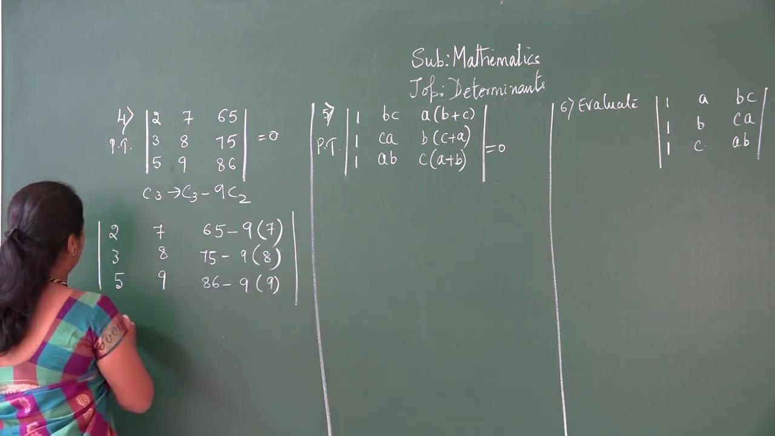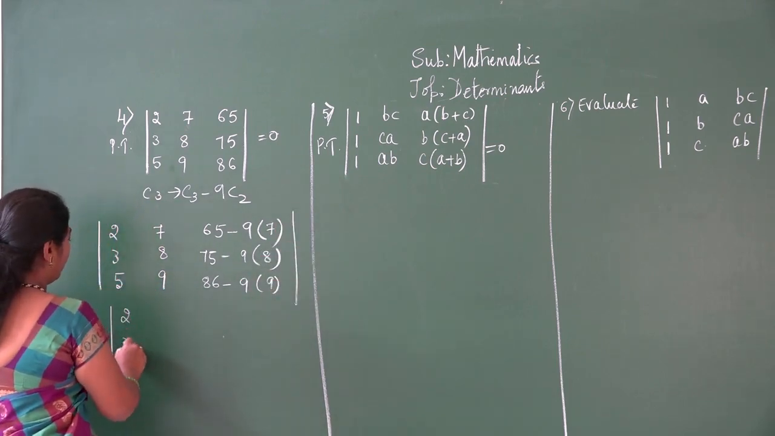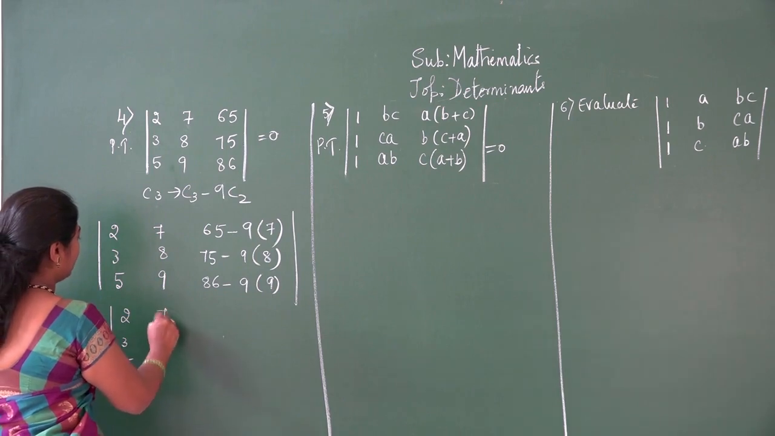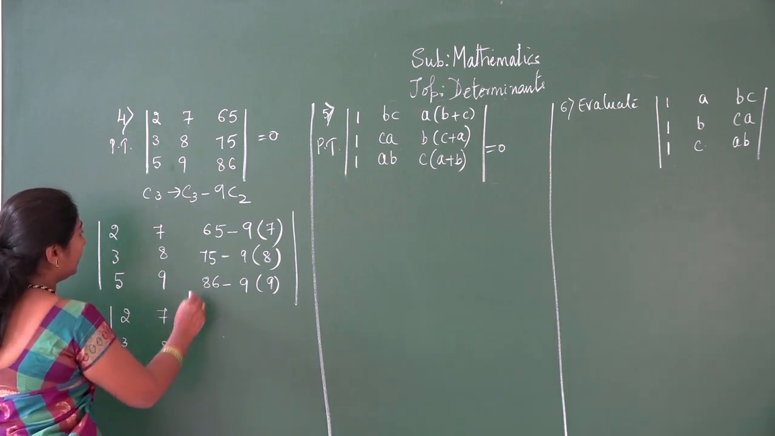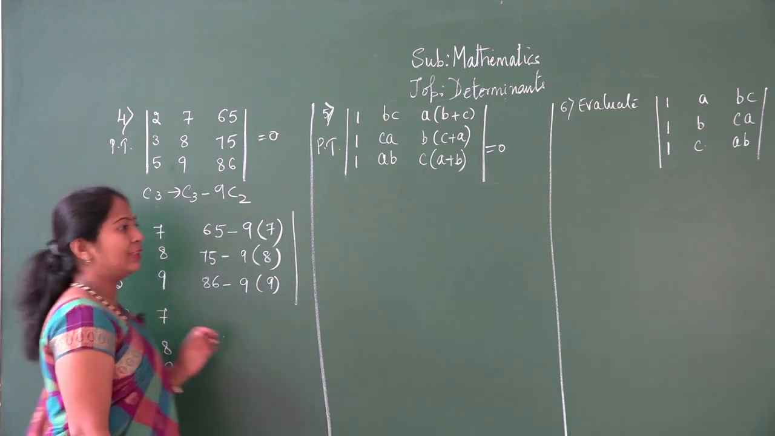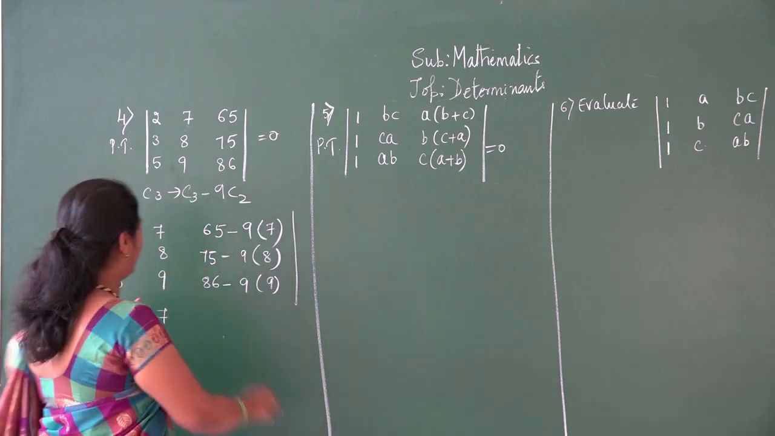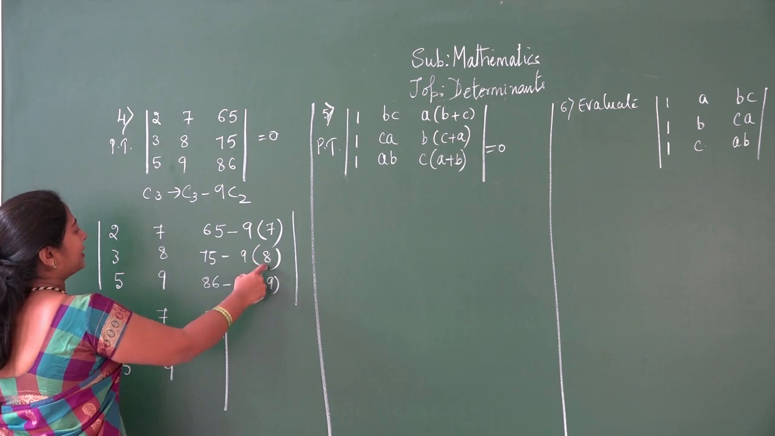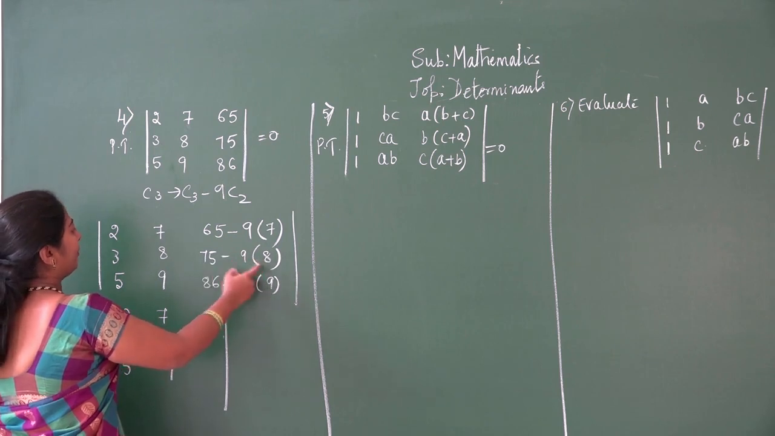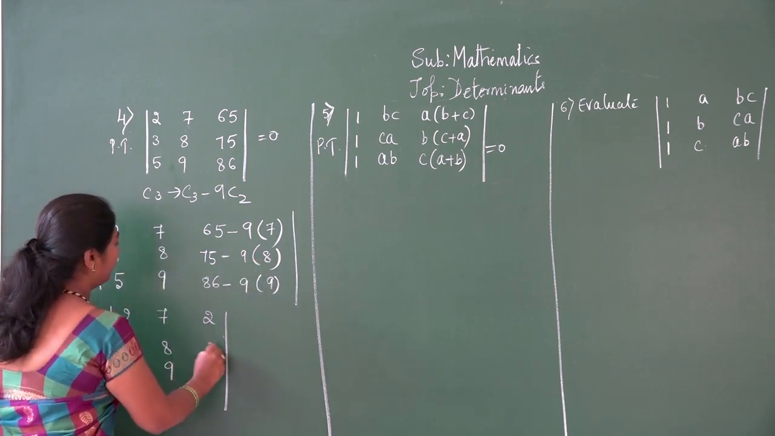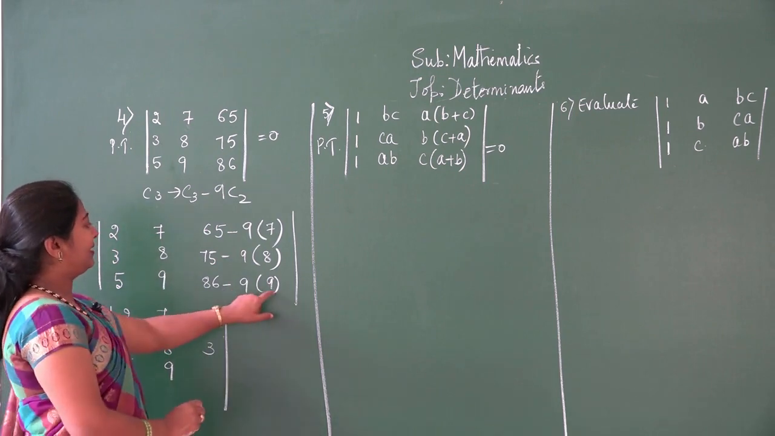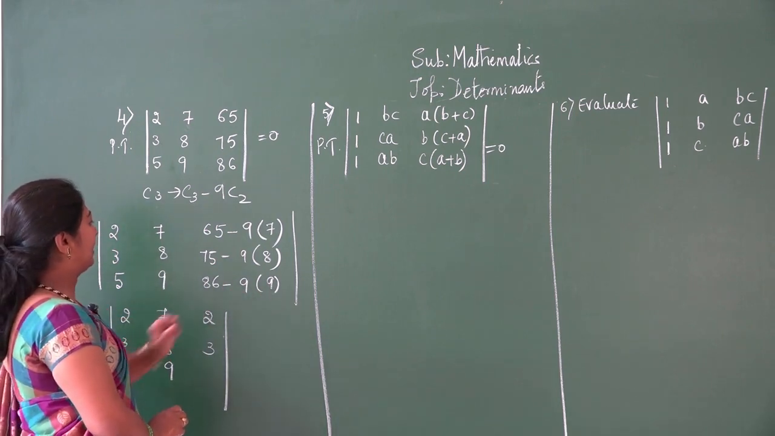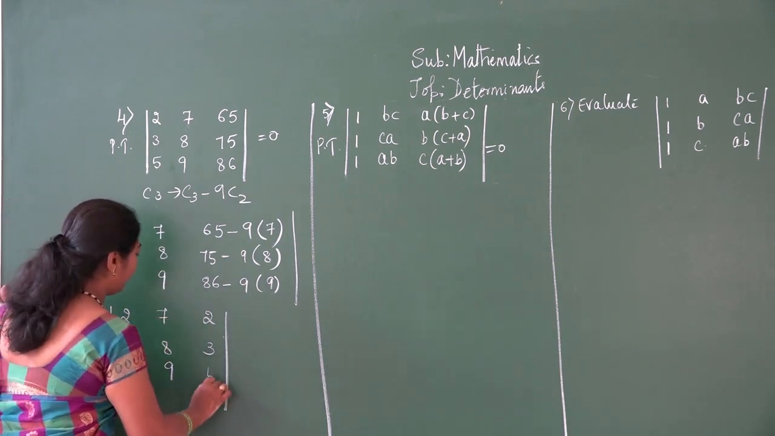So what do we get? Determinant of 2, 3, 5 remains as it is, 7, 8, 9. 9 sevens are 63, 65 minus 63 will be 2 again. Similarly, 75: 9 eights are 72, 75 minus 72 will be 3. Similarly, 9 nines are 81, 86 minus 81 will be 5.